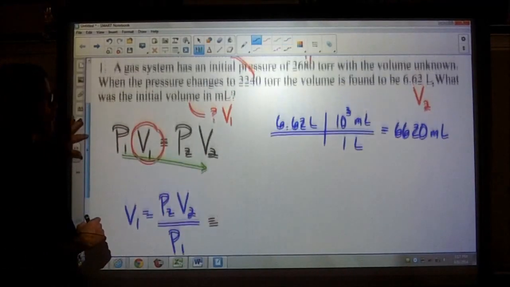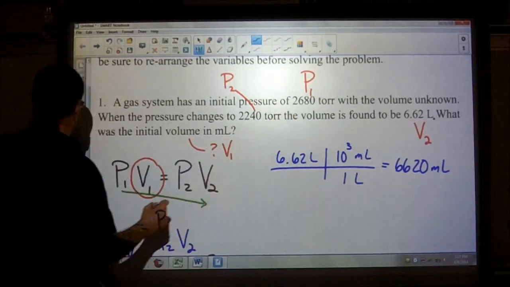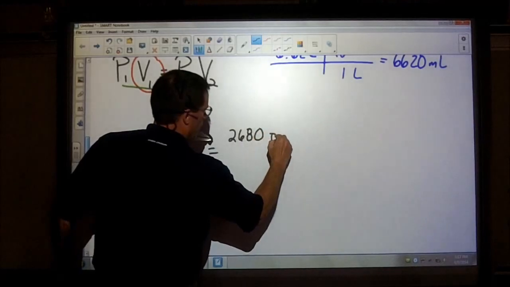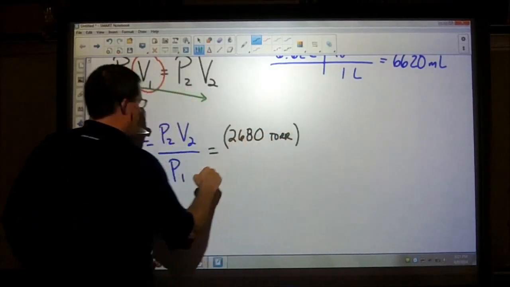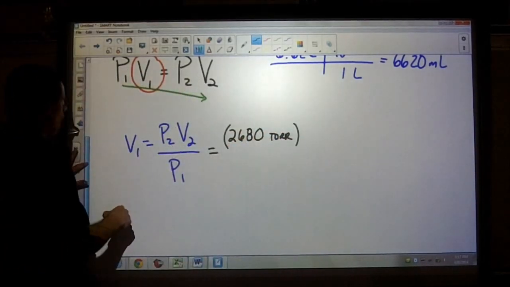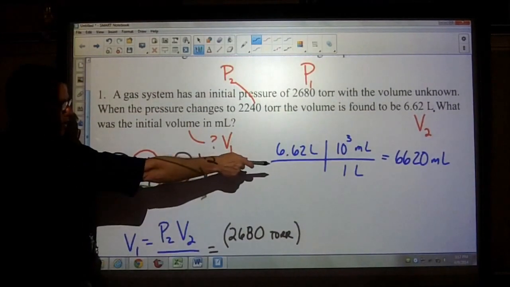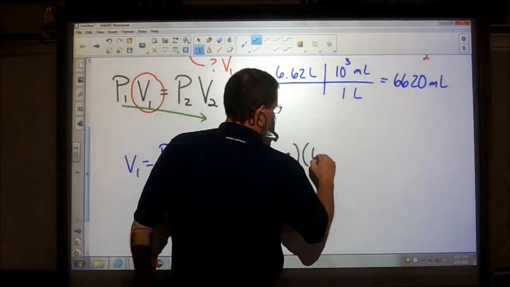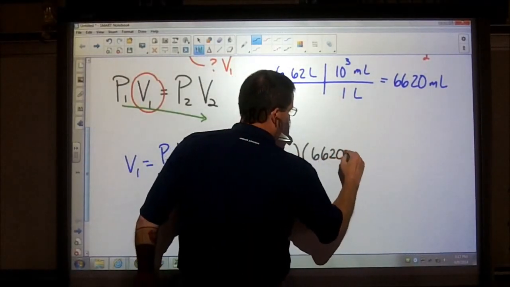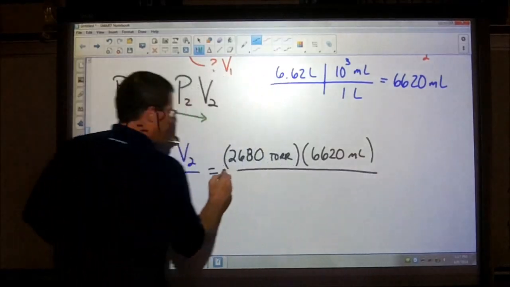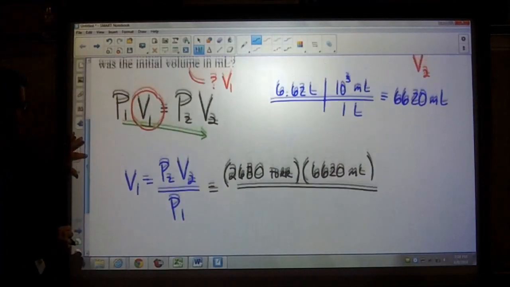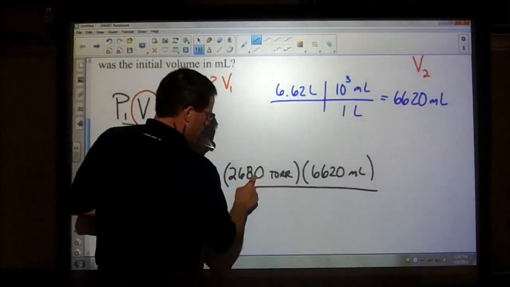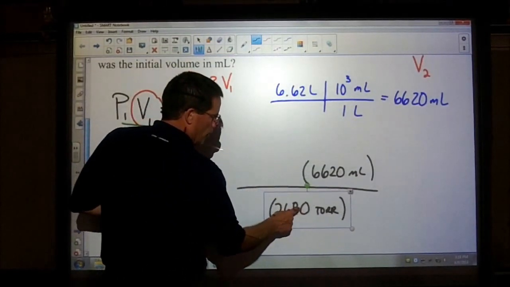So my initial pressure, our P1, is 2680 torr. My final volume, which is what we changed to milliliters, is 6,620 milliliters, and it's all over the initial pressure, which, oh, I'm sorry, I have those pressures backward. So let's move that down here, okay?